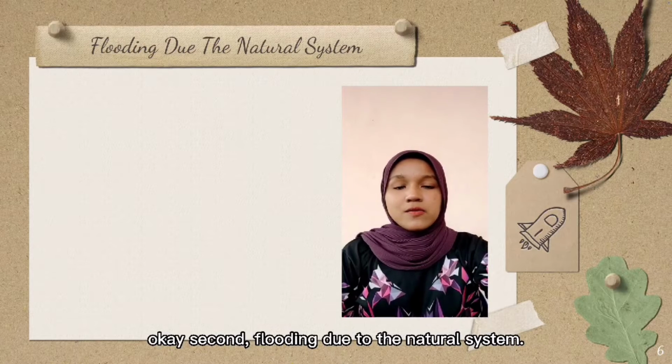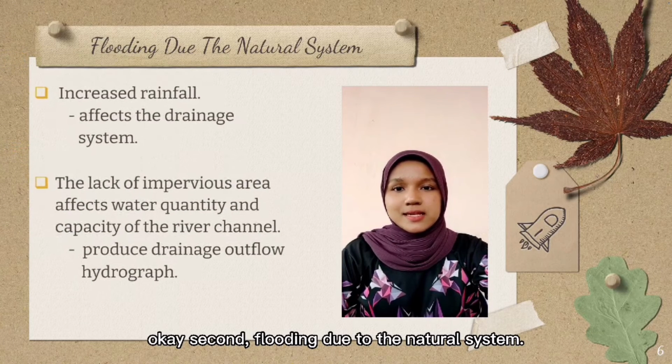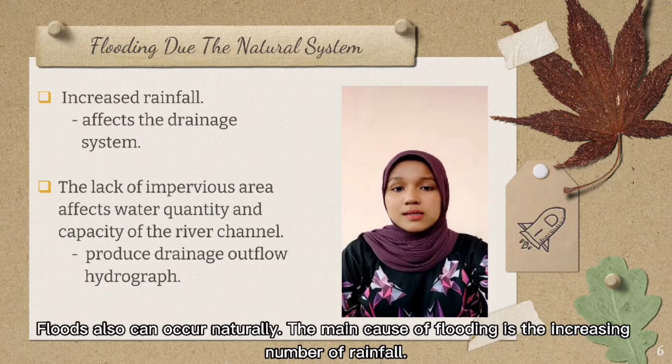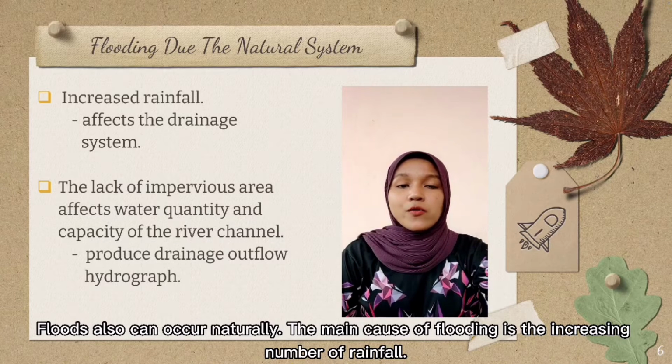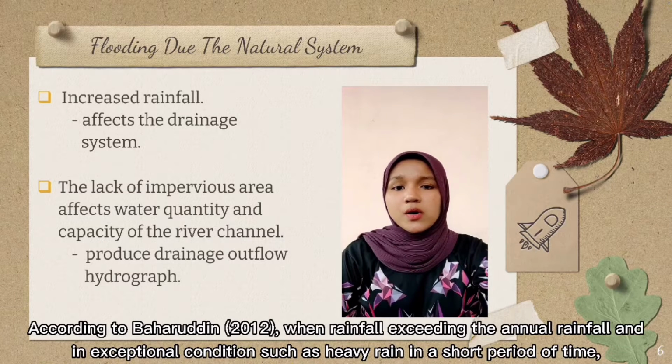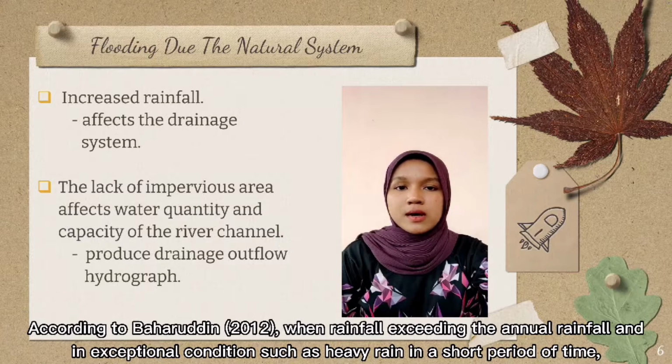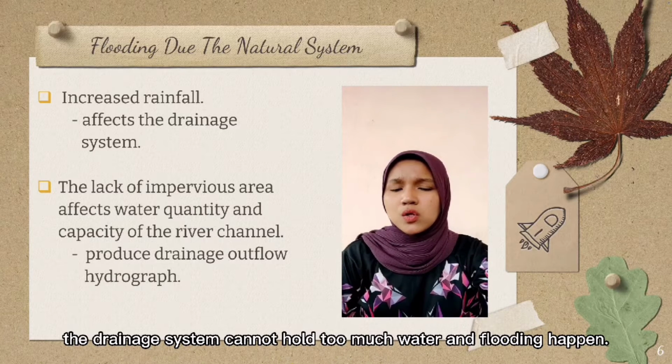Okay, second, flooding due to the natural system. Floods can also occur naturally. The main cause of flooding is the increasing amount of rainfall. According to Baharudin in 2012, when rainfall exceeds the annual rainfall, and in exceptional conditions such as heavy rain in a short period of time, the drainage system cannot hold too much water and flooding happens.